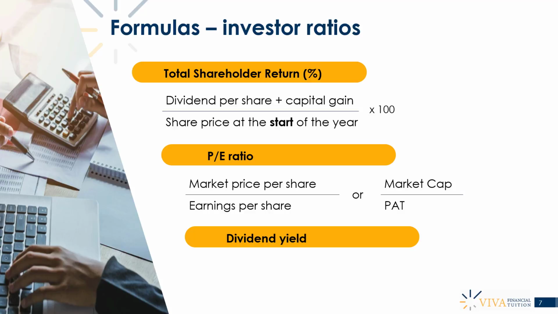Dividend yield, finally. Here we take the dividend per share and divide it by the market price per share and times by 100 to turn it into a percentage. And that shows, relative to how much someone is investing in that share, the market price, what they're paying for it, what return are they getting, what's the dividend they're getting. A higher percentage is a better return.